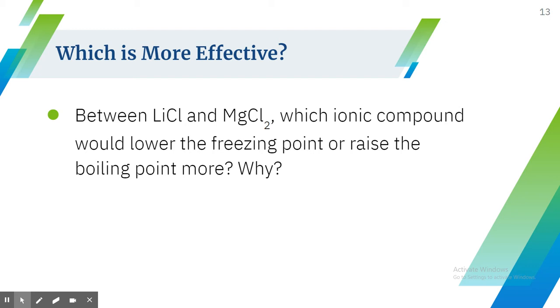If you said that magnesium chloride would be more effective at making the freezing point lower or making the boiling point higher, you are correct. The reason is that MgCl2 is going to break into 3 particles. Lithium chloride is only going to break into 2 particles. The more particles it breaks up into in solution, the more of an effect it has on the colligative properties.